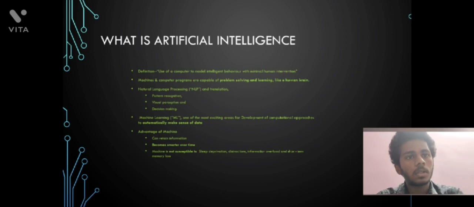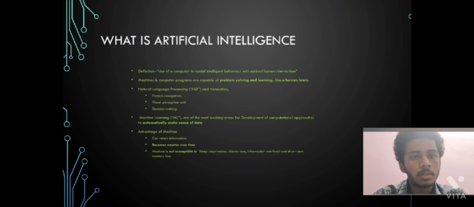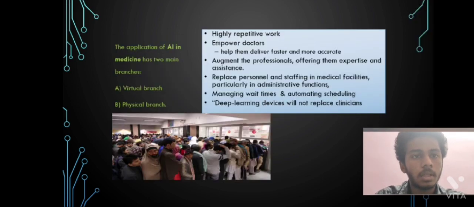And natural language processing (NLP) and translation. It consists of three categories: pattern recognition, visual perception, and decision making. Machine learning (ML) is one of the most exciting areas for development of computational approaches to automatically make sense of data. The advantage of machines is that they can retain information and become smarter over time, and a machine is not susceptible to sleep deprivation and distractions, information overload, and short term memory loss, and many things.